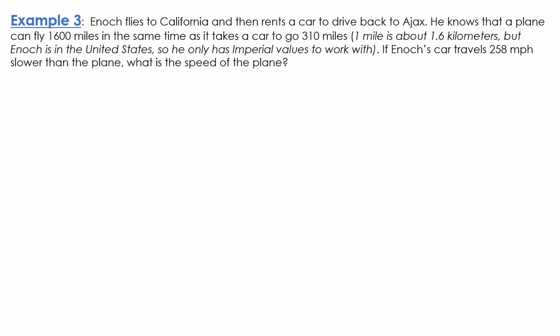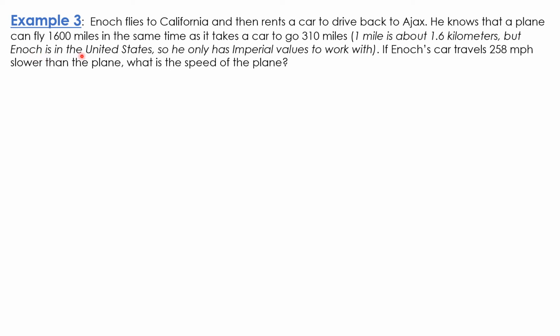Next example, Enoch flies to California and then rents a car to drive back to Ajax. He knows that a plane can fly 1,600 miles in the same time it takes a car to drive 310 miles. So just think about that. A plane, of course, can go a lot further in the same amount of time as a car can. 1 mile is 1.6 kilometers.